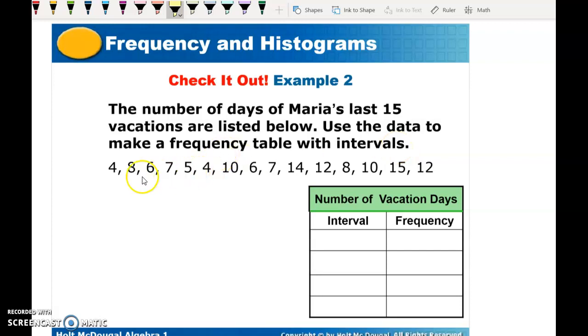All right, so let's look at the numbers here. She's gone on 15 different vacations, which means there's 15 numbers. And it looks like we want to divide them into 4 intervals because we have 4 different places here. Okay, so let's look at our numbers. Our smallest number looks like a 4, and our biggest number looks like a 15. So she took a very long vacation here. I'm going to divide that interval up.